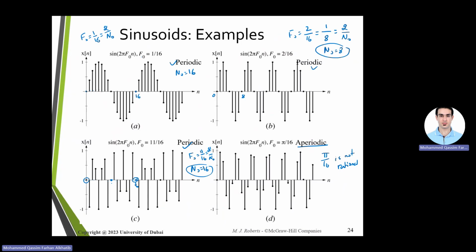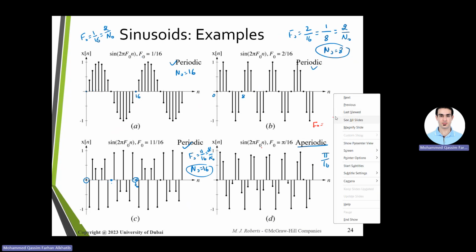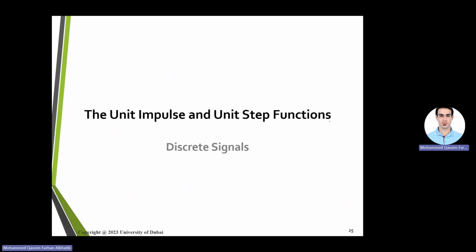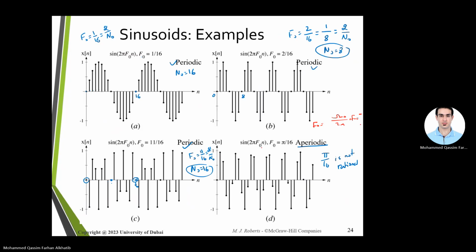All right, another representation of sinusoids here. It's just several examples, pretty much like the continuous sinusoids that we have. Again, the condition: omega naught over 2 pi equals f naught, and that should be a rational number. So basically integer over integer.